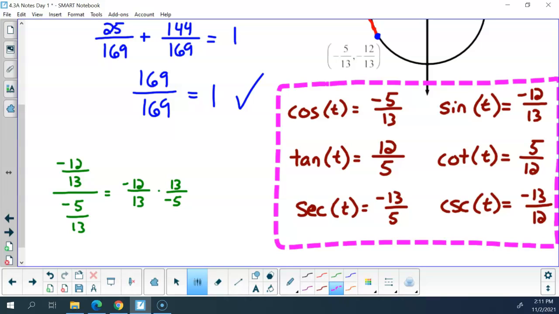And there's our 6 trig functions. Okay? Good time.